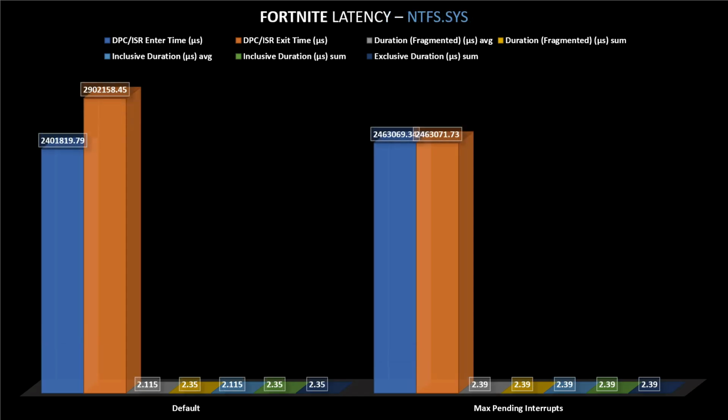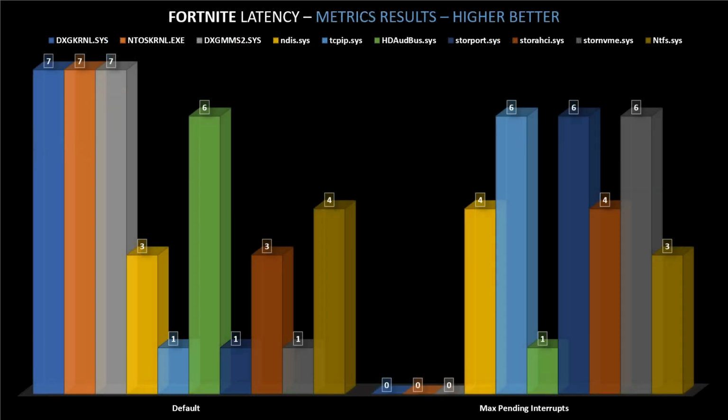And to make your life easier, we have the big picture here. For that reason I moved on so fast, because I wanted to come to this. Here we see all 10 drivers and the metrics that were better in the different cases. As you see, the direct kernel, the NT OS kernel, and the direct MMS2 were completely better by default. All metrics were better by default.